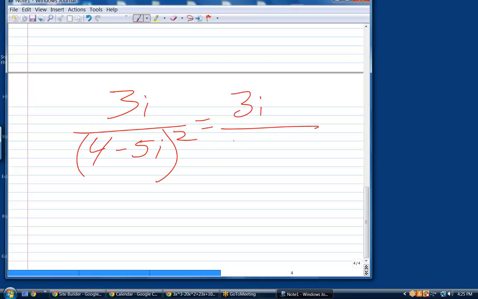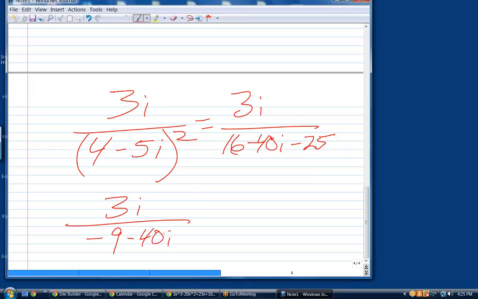What do we get? 16 minus 40i plus 25i squared, which is minus 25. So in other words, we really have 3i over minus 9 minus 40i. Now it becomes much the same as the problem we just did, only a different conjugate.